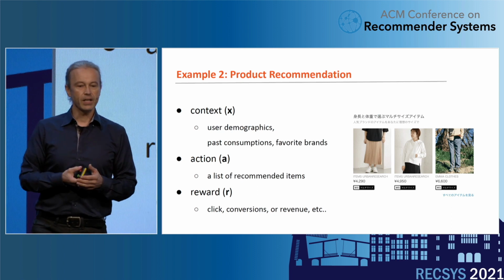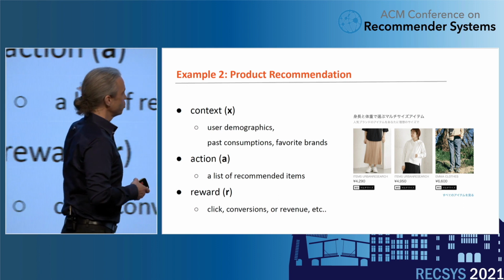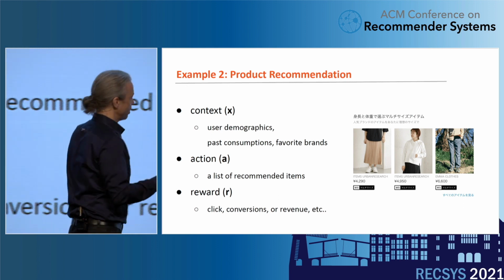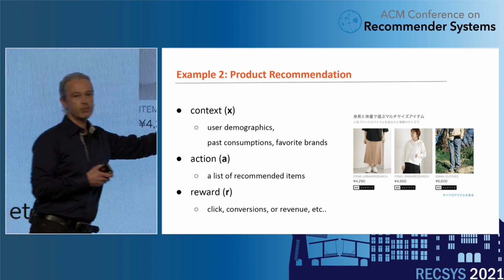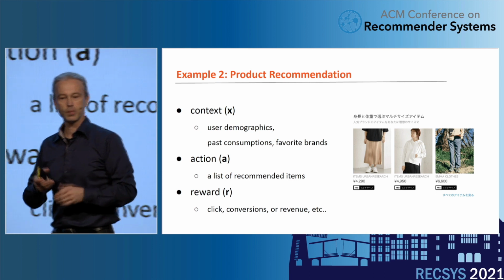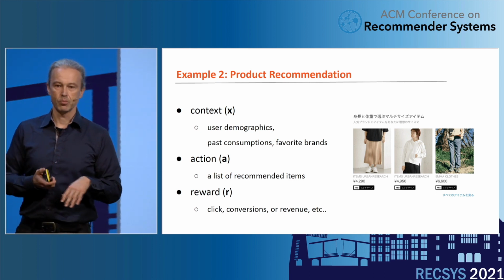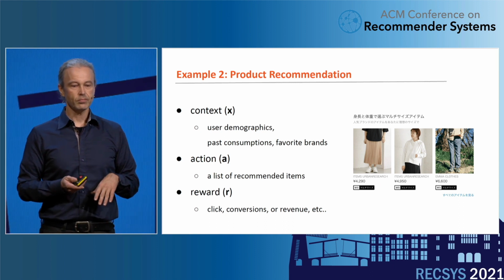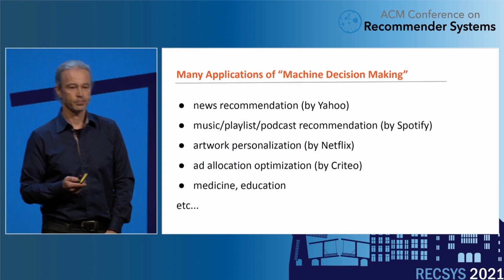And then the final example is, again, this fashion example. We have a user coming in with a particular query and maybe also some description of the user. We can put 3 items here. So we have a combinatorial action space. And the reward is whether the user engages with these items or purchases one of those. So all of these fit quite nicely in this contextual bandit setup.